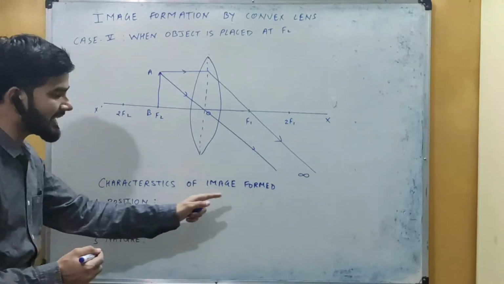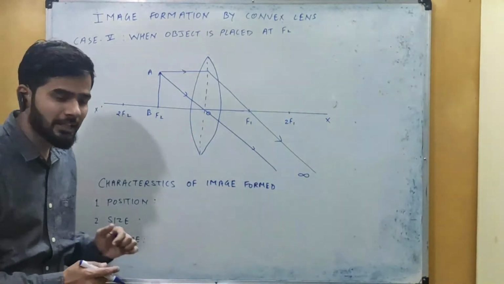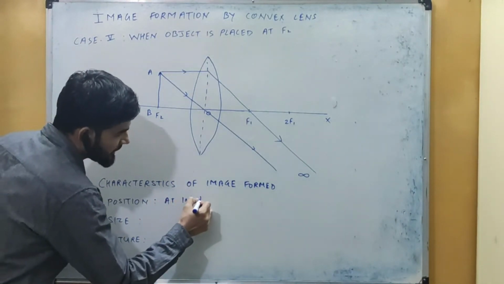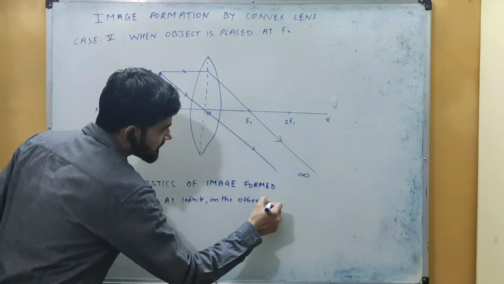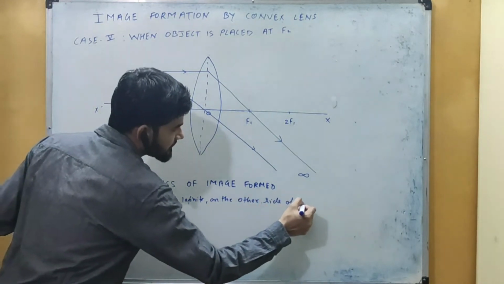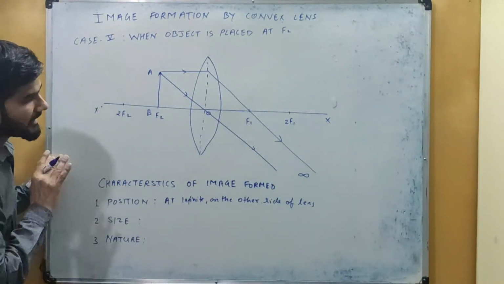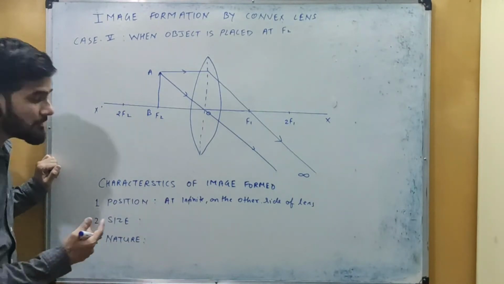So what will be the characteristics of the image formed? First one, position. Image कहाँ पर बन रही है? It is at infinity, and you can write on the other side of the lens. Lens के ये उस तरफ बन रही है. What about the size? If the image is formed at infinity, then its size will be, you can say, highly magnified.